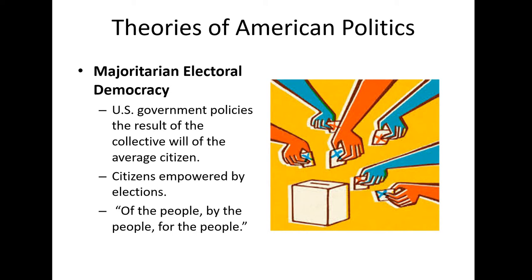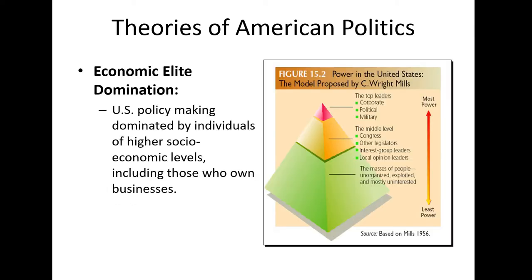Okay, second theory, I'm sure you're familiar with the majoritarian electoral democracy one. Second is economic elite domination. This is the idea that U.S. policymaking is dominated by individuals of higher socioeconomic levels, including those who own businesses. One idea of economic elite domination is the theory proposed by C. Wright Mills on the power elite.